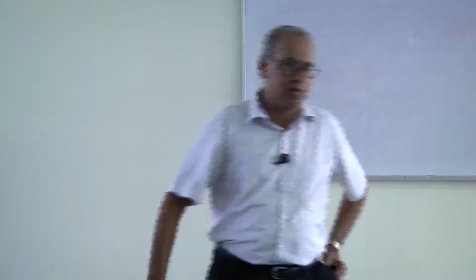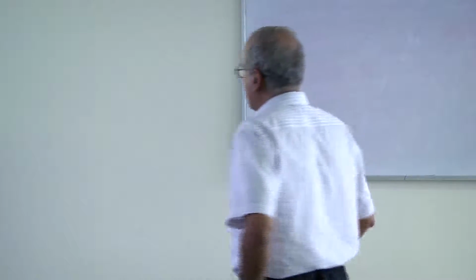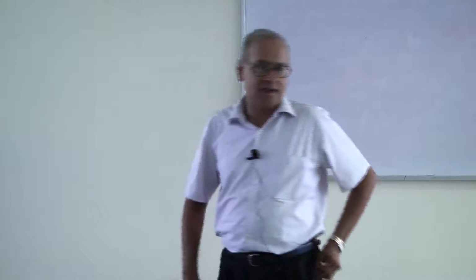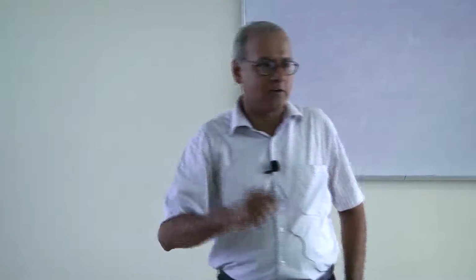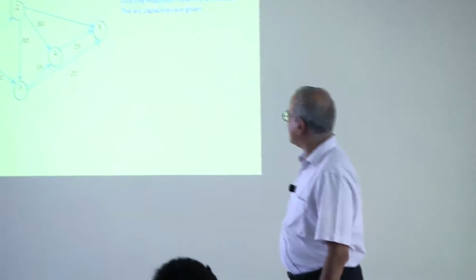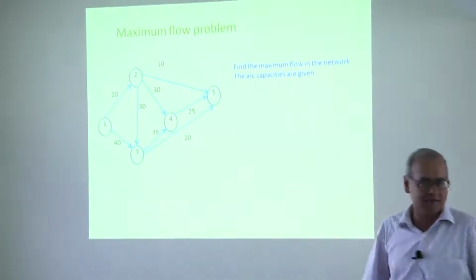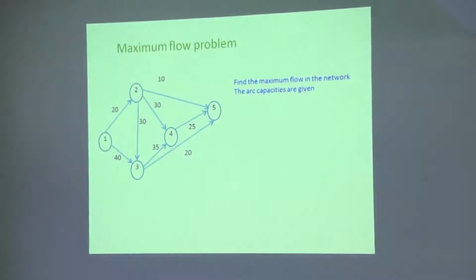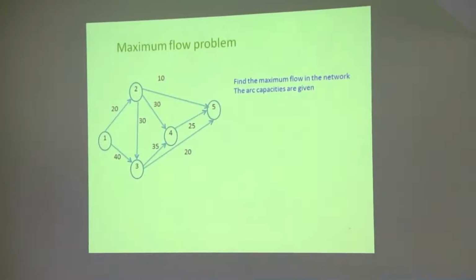So we will use this example right through this session to explain the maximum flow problem. So what is the maximum flow problem? Given a network which has nodes and arcs, in this case a directed network, it also has arc weights. It has all of them. Five nodes, I guess 3, 4, 5, 6, 7, 8 arcs. We want to find out the maximum flow on this network.